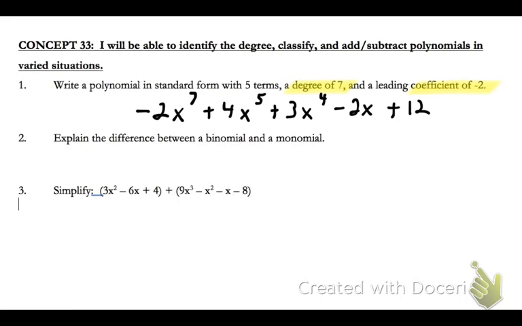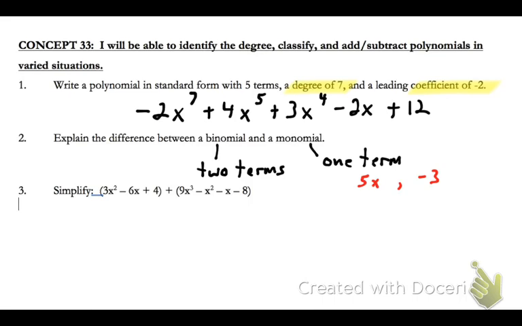Problem number 2, explain the difference between a binomial and a monomial. Just like in question number 1, we talked about that there's 5 terms. A binomial has 2 terms, and a monomial has only 1 term. An example of a monomial could be something as simple as 5x. Another example of a monomial could be something as simple as -3. That is a monomial.